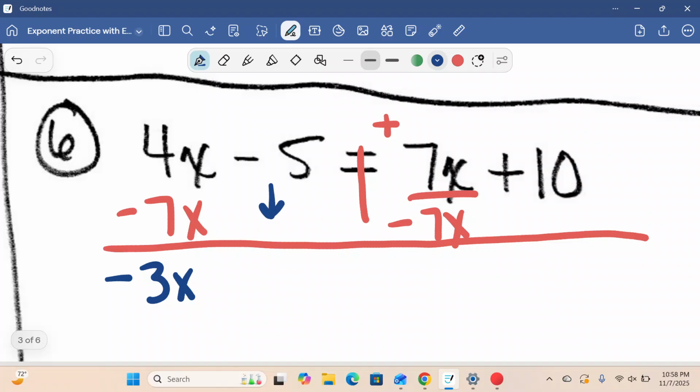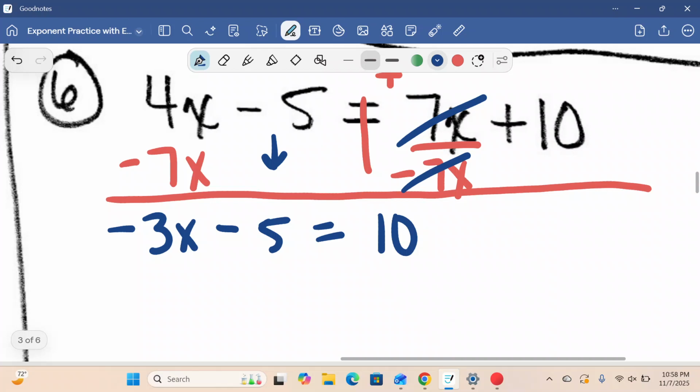Then, of course, I bring down the negative 5. And then I bring down my equal sign, and I have a positive and a negative 7x. That gives you 0, and that gives you a positive 10 on that side. So now that I'm down to a simple equation, I'm going to draw my railroad track right here.